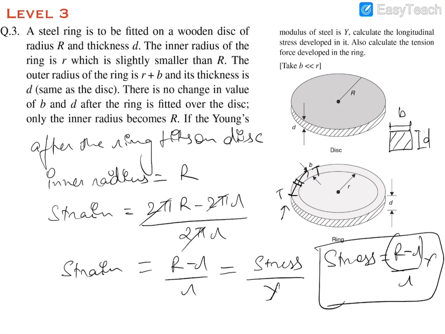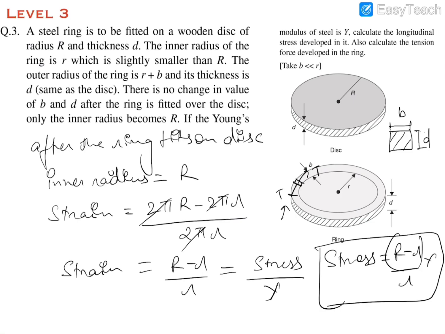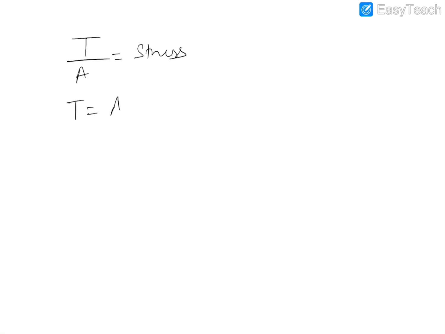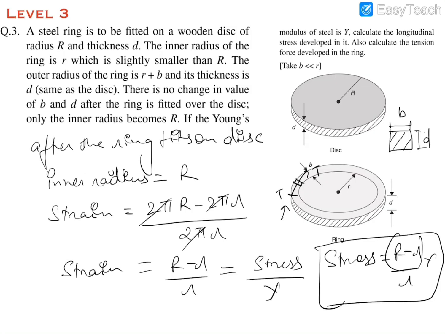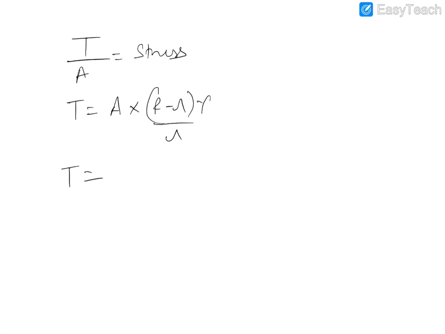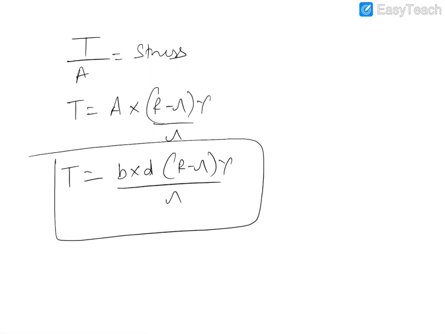So the tension developed in this strip upon area will be equal to stress, and we have already calculated the stress, which is R minus r gamma by r. So tension will be equal to area into R minus r gamma by r. The area of this strip will be equal to b into d. So this is b into d into R minus r into gamma by r. This is the tension developed in the ring due to stretching it. Now we move on to the next question.